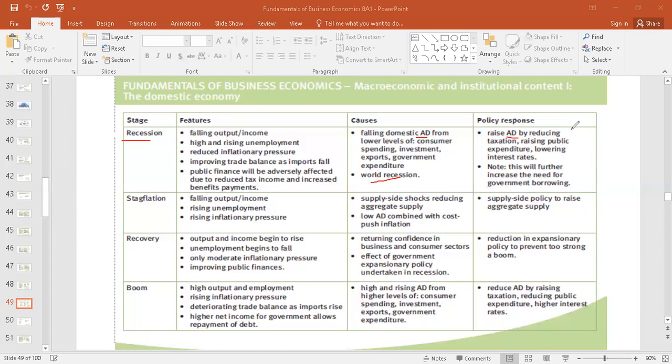So one way is motivate people to earn more. If the tax rates are reduced, so there would be more available income in the hands of the people. Reduce taxation, raising public expenditure, spend more on productive activities, lowering interest rates. Then sellers, manufacturers also come forward to borrow money because they are available at reasonable rates. The productivity activity increases, aggregate demand increases. Okay. Then we see stagflation.